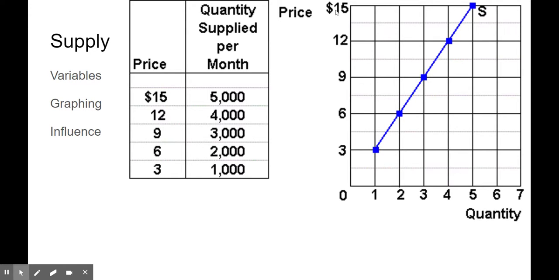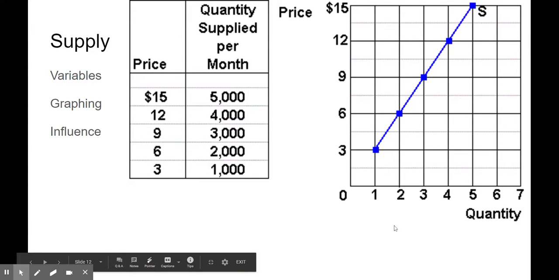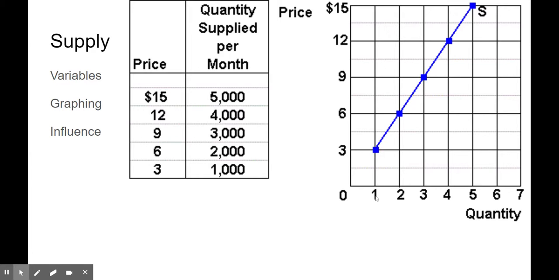Graphing them, of course, we use the price once again on the vertical axis and the quantity on the horizontal axis. And when we plot these, you can see there are 2 points, X and Y. And then so we take $15 and 5,000. Here's $15 and here's 5,000. So we plot that point, and then we plot each of these down to the bottom. We plot $3 and 1,000. And so each of these points is one of these, and we end up connecting the dots, and in this case it makes a straight line.